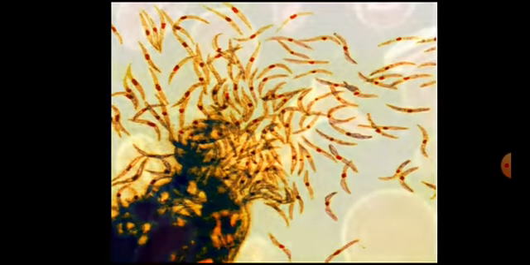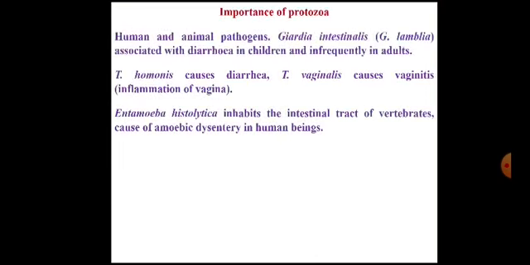Then we'll go to the final part, that is importance of protozoa. So protozoa are environmentally important as well as clinically important. That means they exist in several associations like parasitism, which is a negative association. They also exist in mutualistic type of association, which is a positive type of association, and there may be several other important aspects of protozoa.